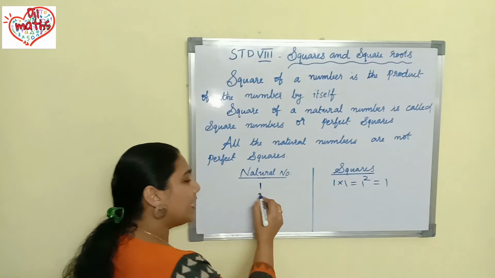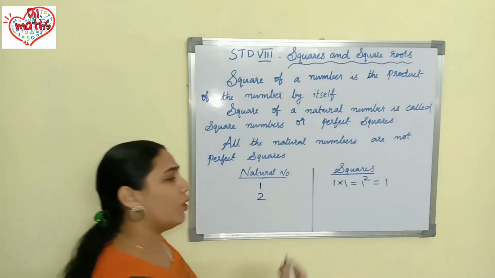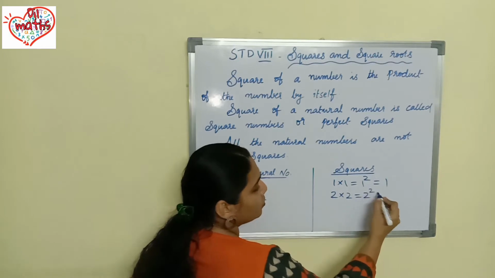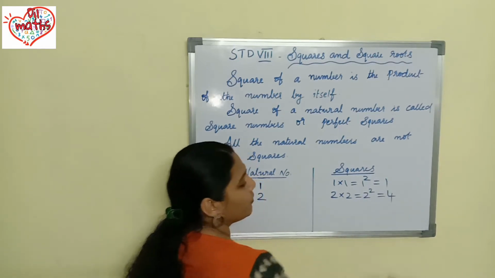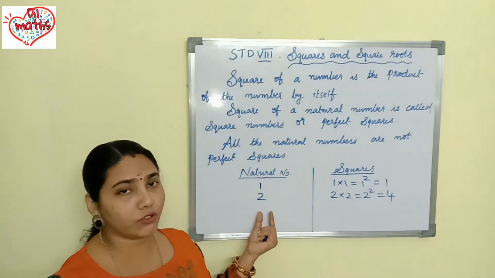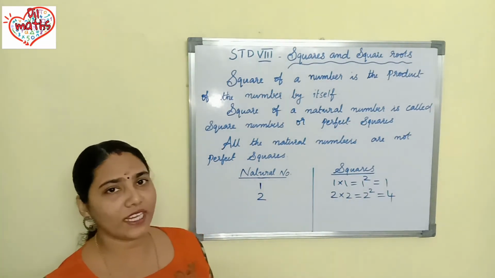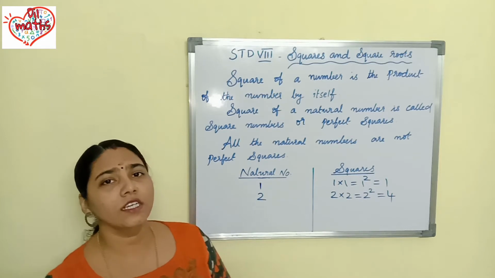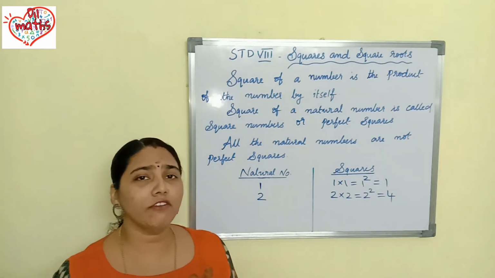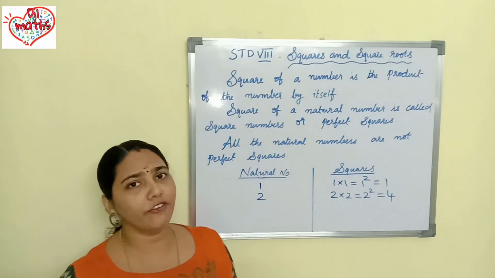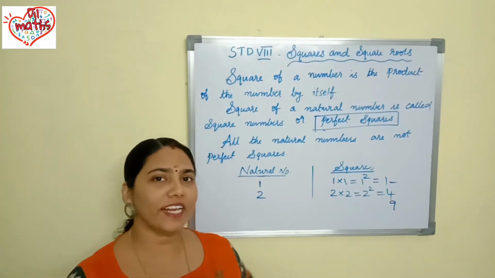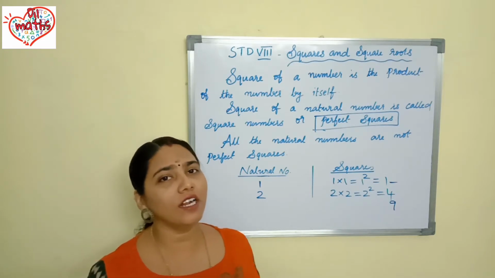Okay. If you are taking the next natural number 2, what will you get? 2 2s are 4, that's equal to 2 square. So if you are multiplying 2 by 2, you will get the square of 2. What is the square of 2? 4. Okay, like that, if you want to find out the square of 5, you will get 5 into 5 is equal to 25. Like that, you can find out the square of any number, whether it is an integer or a natural number.